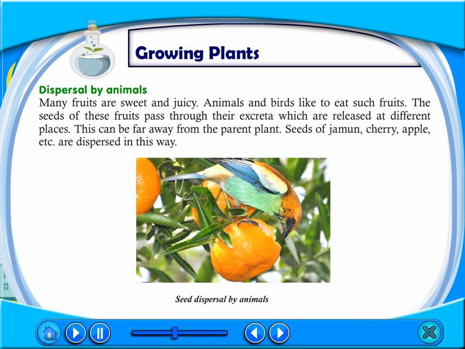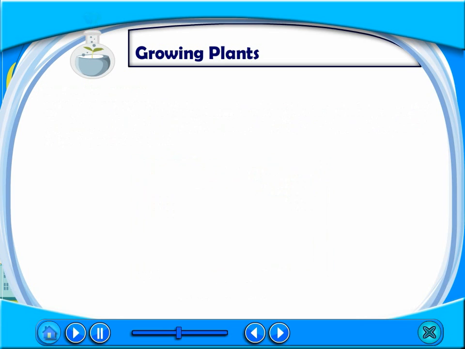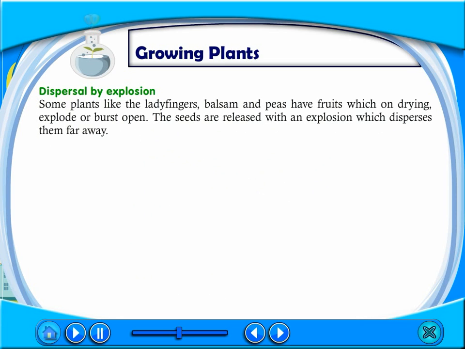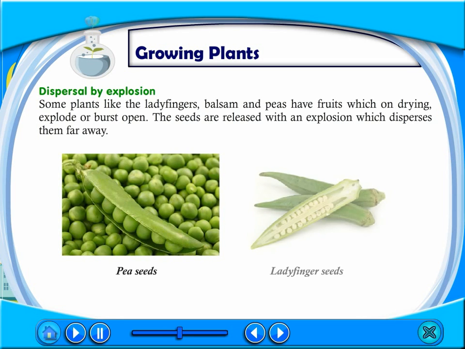Dispersal by animals. Many fruits are sweet and juicy. Animals and birds like to eat such fruits. The seeds of these fruits pass through their excreta which are released at different places. This can be far away from the parent plant. Seeds of jamun, cherry, apple, etc. are dispersed in this way. Dispersal by explosion. Some plants like ladyfingers, balsam, and peas have fruits which on drying explode or burst open. The seeds are released with an explosion which disperses them far away.